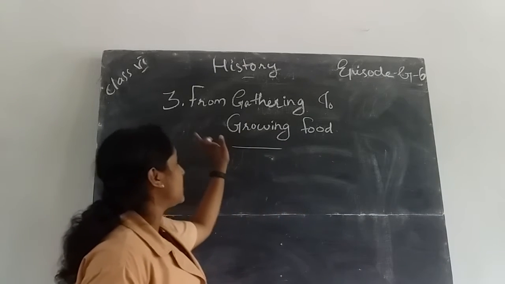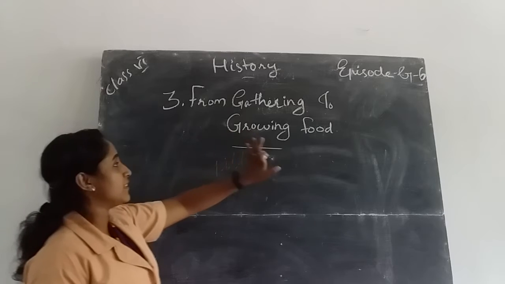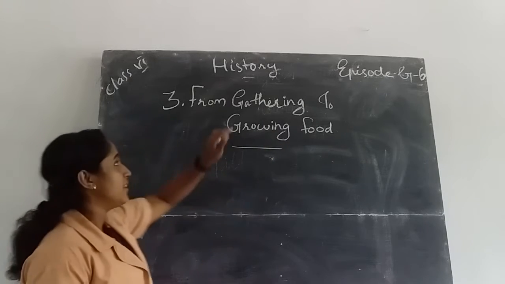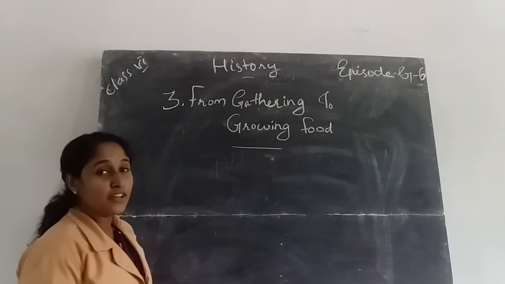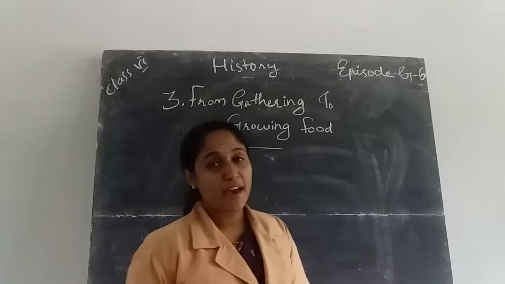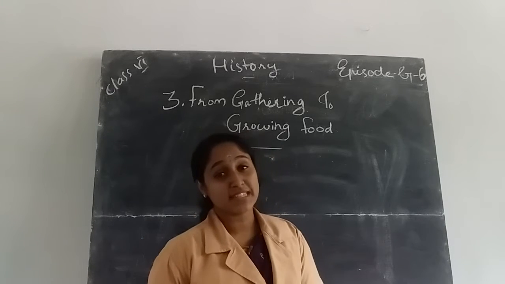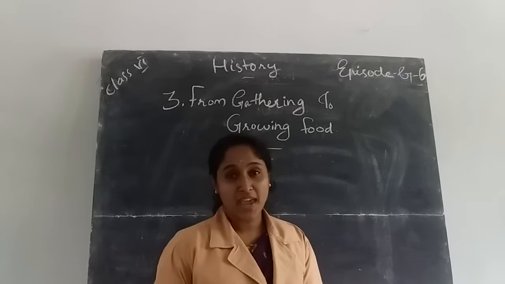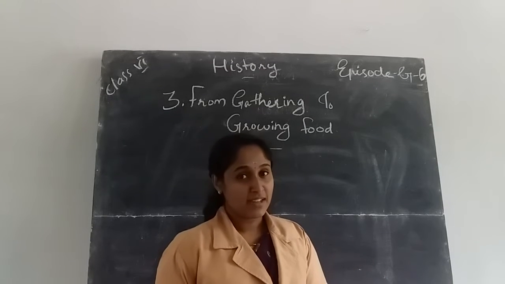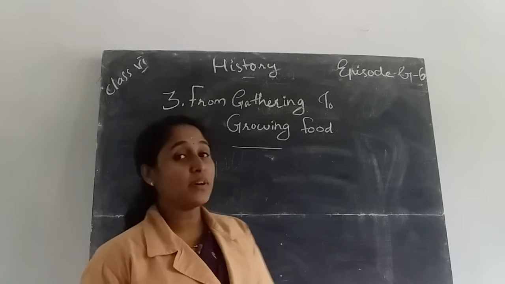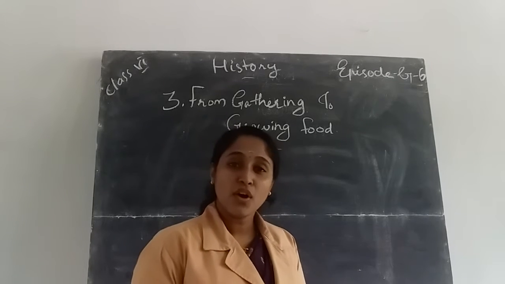Our third chapter of history is from gathering to growing food. Today we have different types of food, right? Vegetables, fruits, grains, milk, fish, egg, nuts, etc. These are our different types of food.